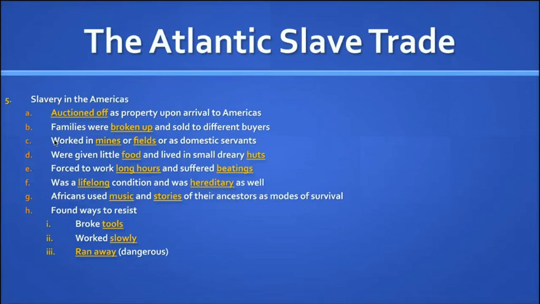Most of these slaves were branded. I do think I have a slide of that coming up here, but you were branded just like cattle are branded. And think about that analogy for a minute. But you were branded so they knew what plantation you were coming from.